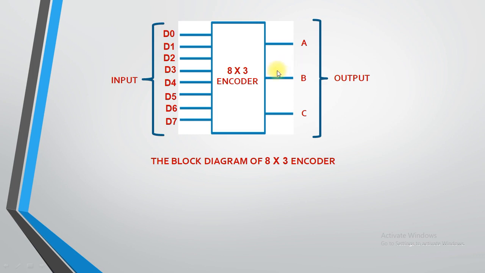You just need to keep in mind that the decoder would be 3 by 8. So for 3, you need to have 3 input variables and 8 output variables. Encoder is the opposite task. So you need to have 8 input variables and 3 output variables.